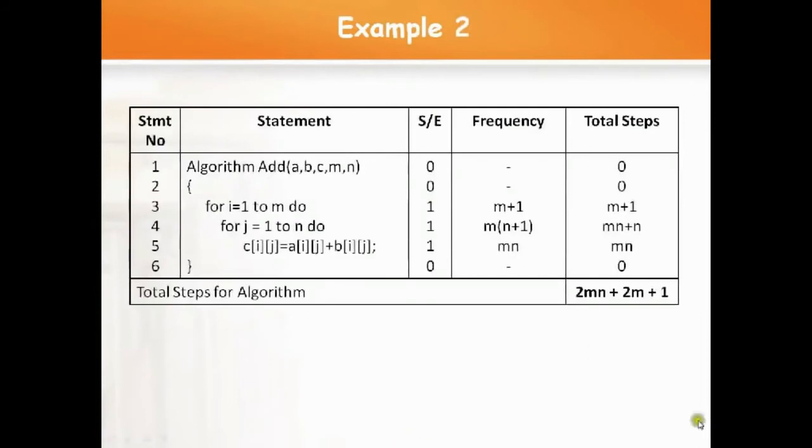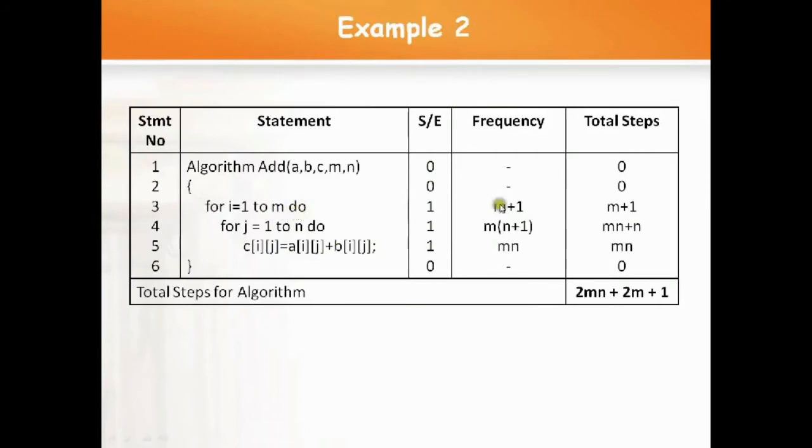This example is used to add two matrices A and B of order m into n. The first two steps are not executable. The i loop is an executable step. The j loop is also an executable step. The calculation is an executable step.